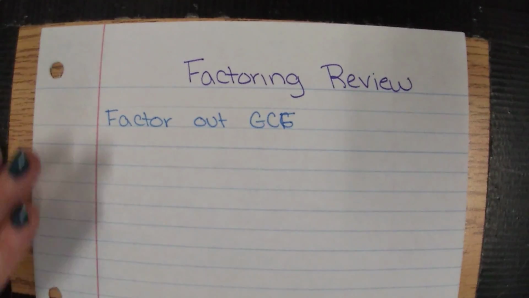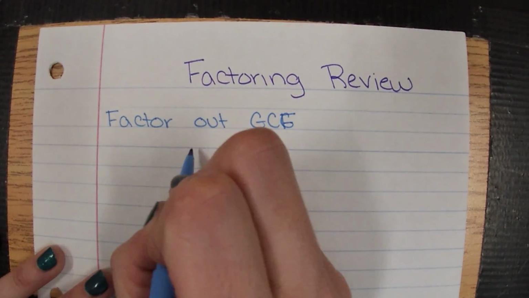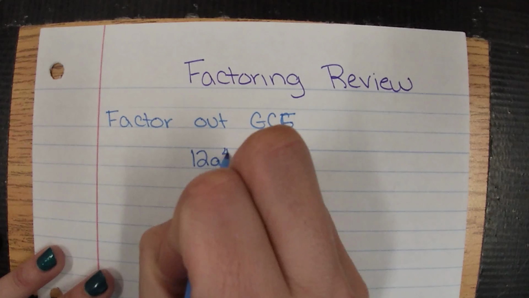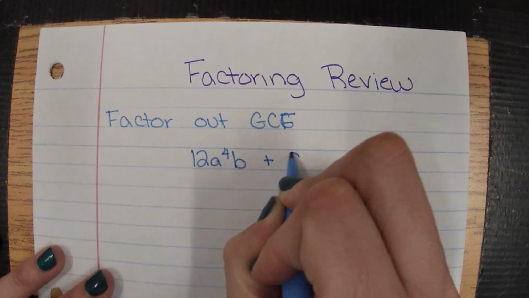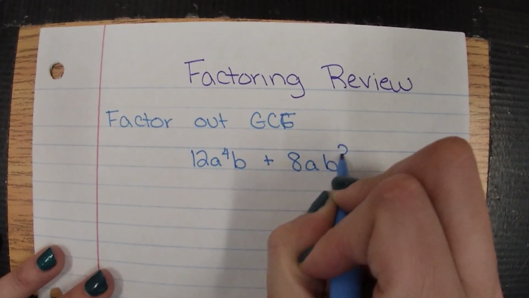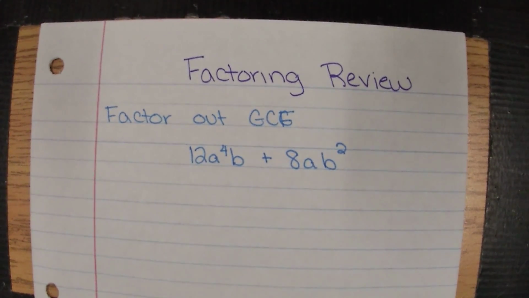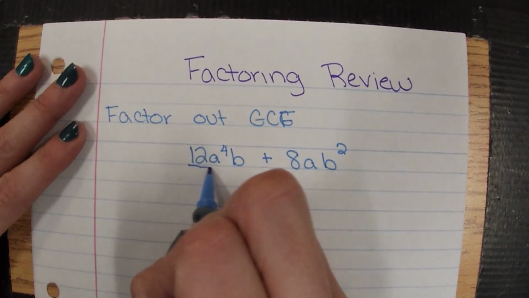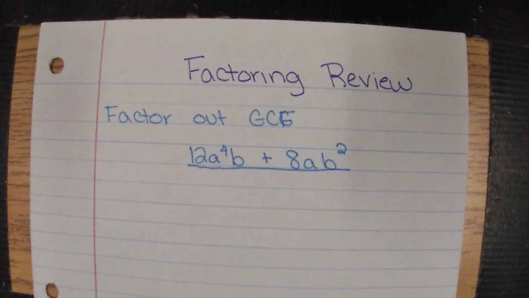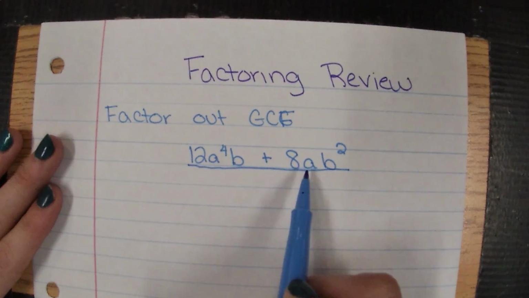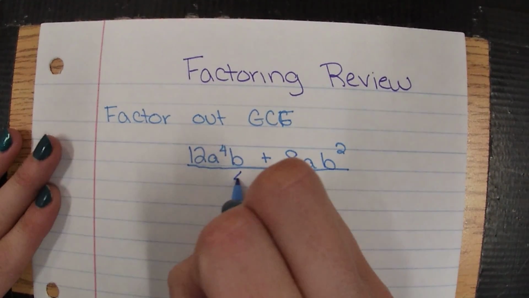So let's say we were given 12a to the fourth b plus 8ab squared, and we want to factor out a GCF. So the GCF is the largest number that we can think of that will go into both terms. So the first thing we're going to do is ask ourselves, okay, what will go into 12 that will also go into 8? And hopefully we're picking a 4.